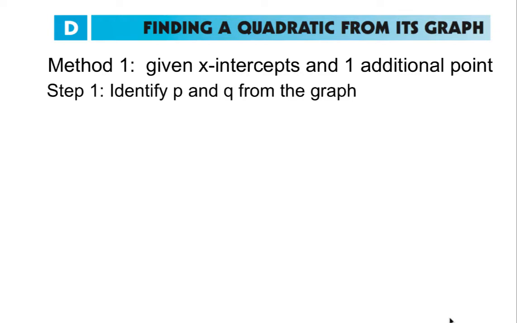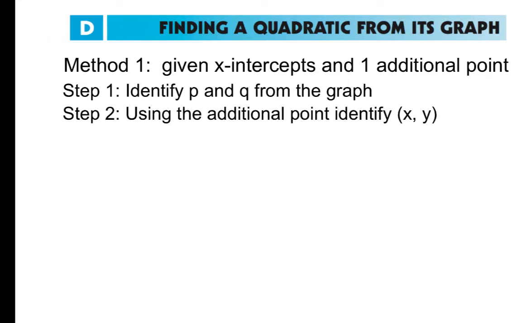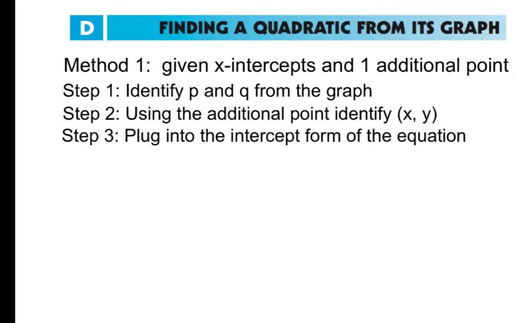So step 1, we need to identify our P and Q from the graph. Now recall from our previous section, P and Q are the x-intercepts. Then we're going to use the additional point identified. Then we're going to plug it into our intercept form of the equation. So in this method, use the intercept form of the equation.